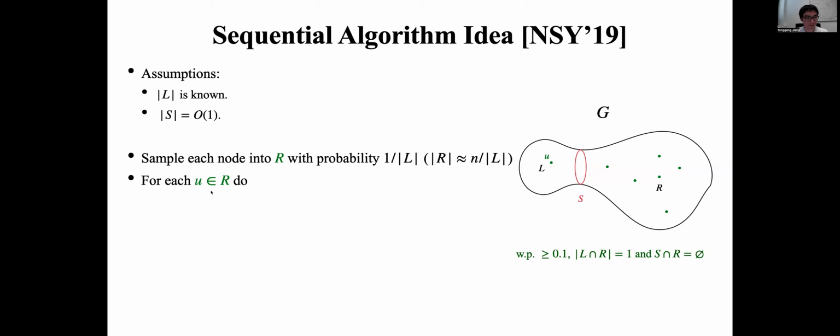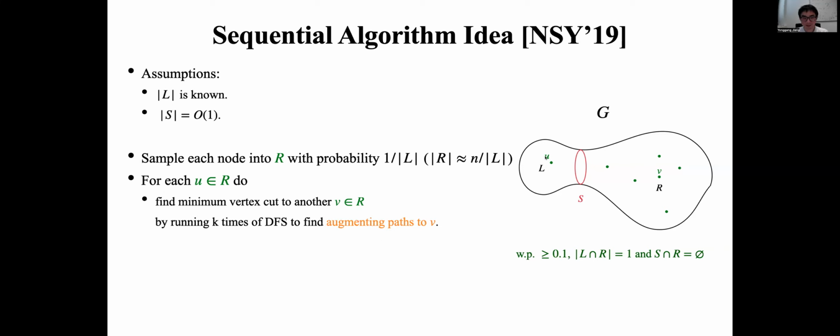For each node U in R, we find a minimum vertex cut to another vertex V in R. So if we can find the minimum vertex cut between U and V, then we're done. And finding a vertex cut can be done by running augmenting paths just like MaxFlow. Just by running k times of the DFS, it suffices to find the minimum cut set S.